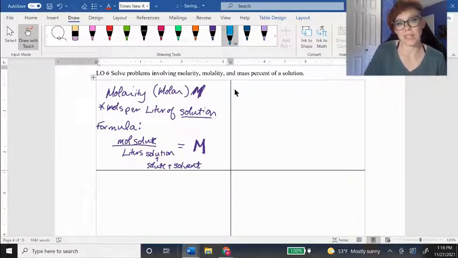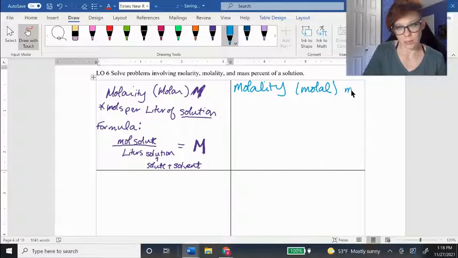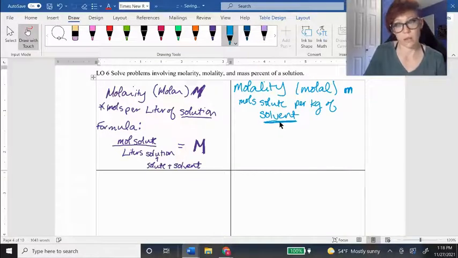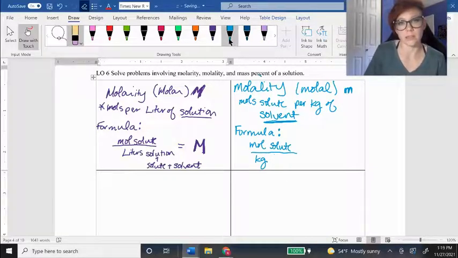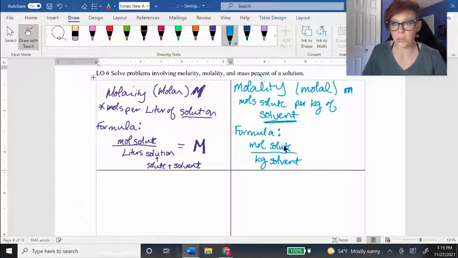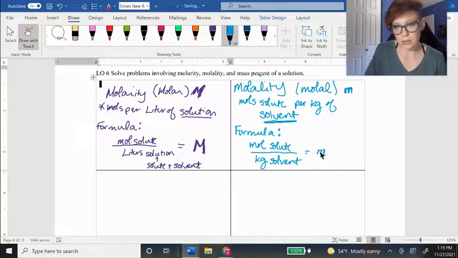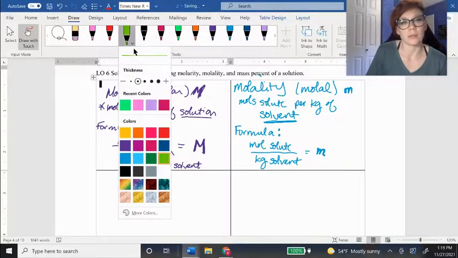Your second one is molality. We call these molal solutions, and your abbreviation is a lowercase bolded m. This is your moles of solute per kilograms of solvent. So just the solvent in this one, not the solute, not the solution. Your formula: moles of solute over kilograms of solvent. Again, usually your solvent's water. And this is equal to your molality.